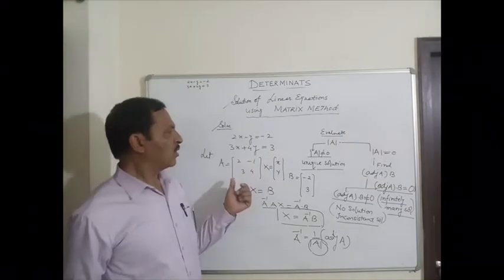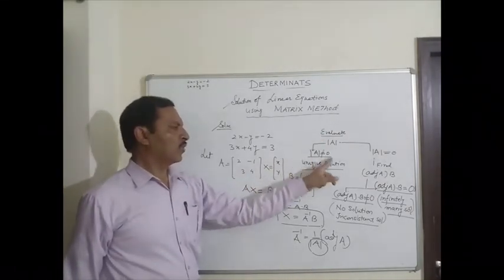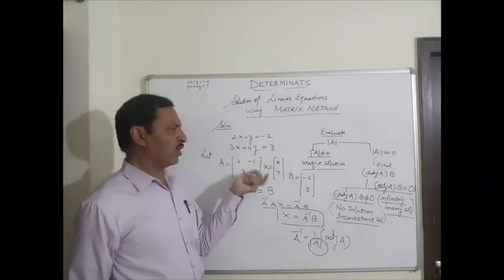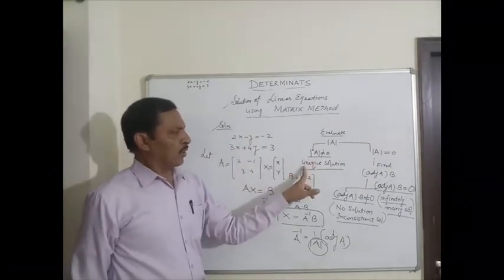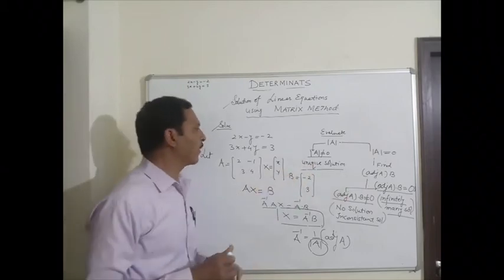So I repeat, for a consistent solution, the determinant answer should not be 0 and we are going to have a unique solution. So first we'll work with the problems which have a unique solution. Let's start.